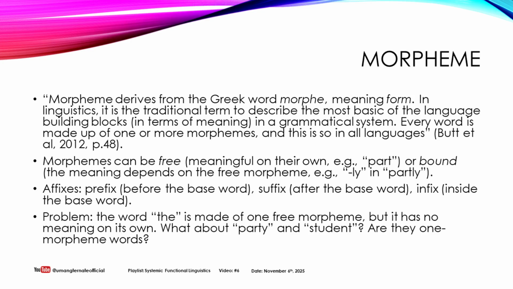Well, what about the word the? It is a free morpheme, but it has no meaning on its own. Also, the words party and student, are they one morpheme words? I hope that Umang gives the answer here. But I think the word the has no meaning on its own because it is not a content word but a function word. So it has no meaning, but it has a function, right? Also, the word party is not a combination of part and y, so it is a free morpheme. Meanwhile, the word student has two elements actually. This word has study as the base word and ant as the suffix. Believe me.